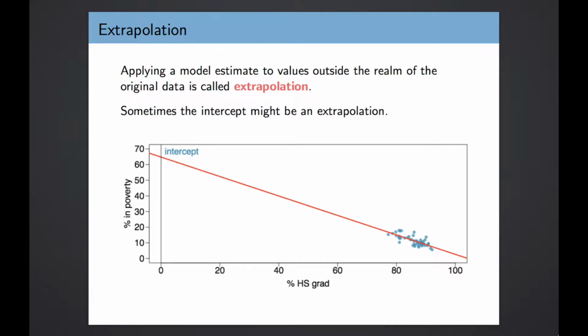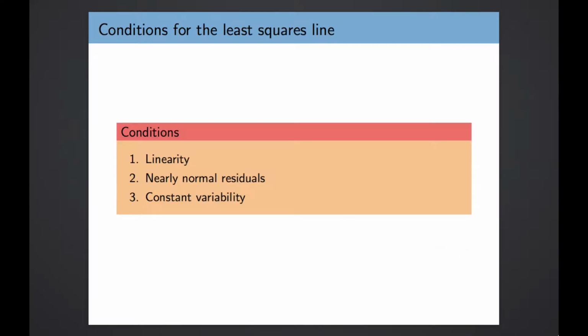that just aren't sensible. So one of the things that we've emphasized throughout this class is that there are always conditions for inference. So there are always some things that we need to be true in order to make sure that the inferences that we draw from our data are valid. So we're going to talk about these main conditions for when we're doing a least squares regression. Those conditions are linearity, nearly normal residuals, and constant variability. So let's go through each of these in turn.